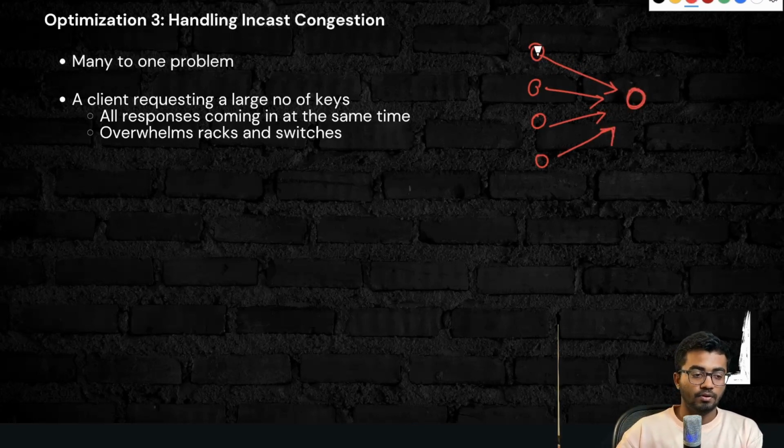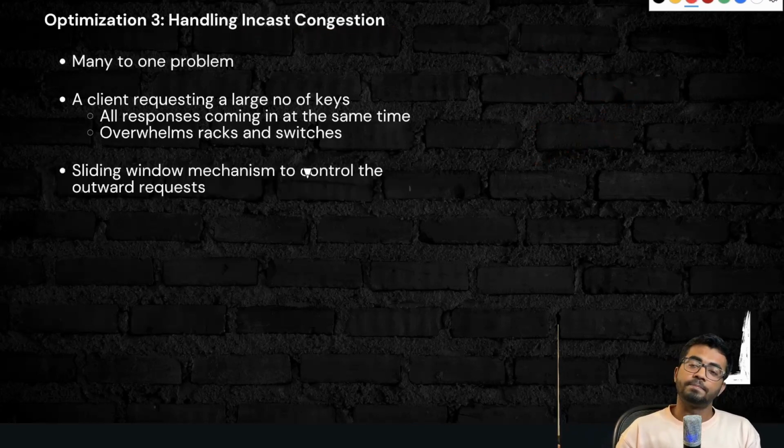That means if the client in this case is talking to multiple memcached servers and they send out the response almost instantly, then the switches and the racks through which it is getting the values will get overwhelmed, because all the responses are coming at the same time. And that is what the incast congestion problem is. All of this getting through at a single point, almost at a single time.